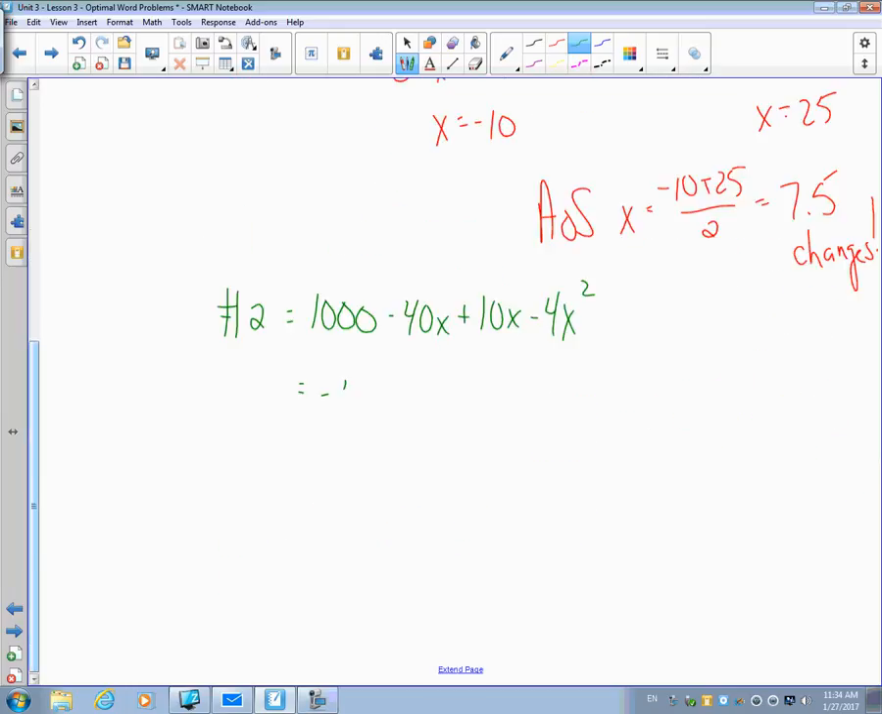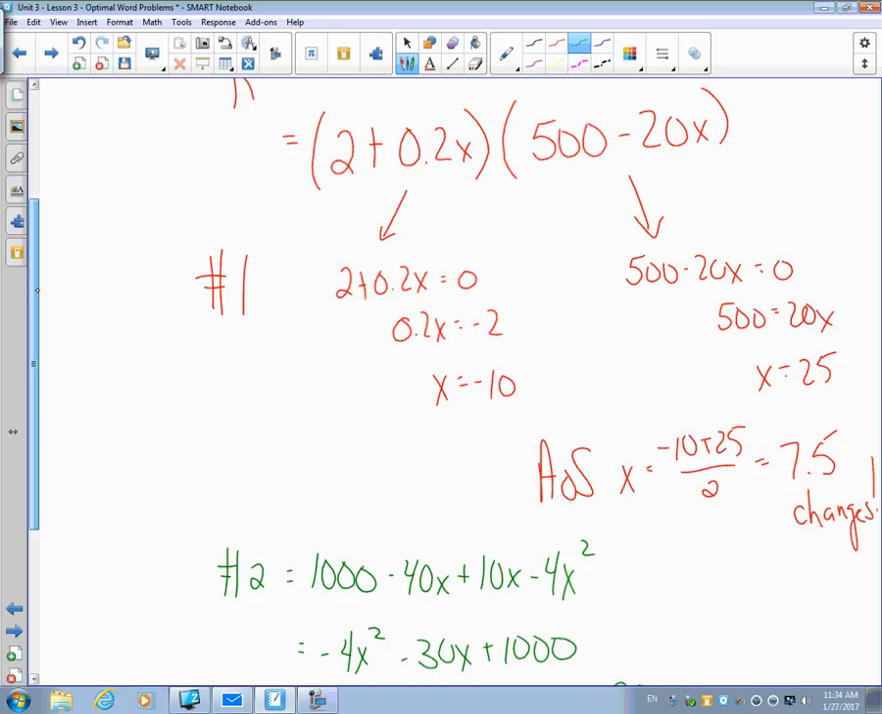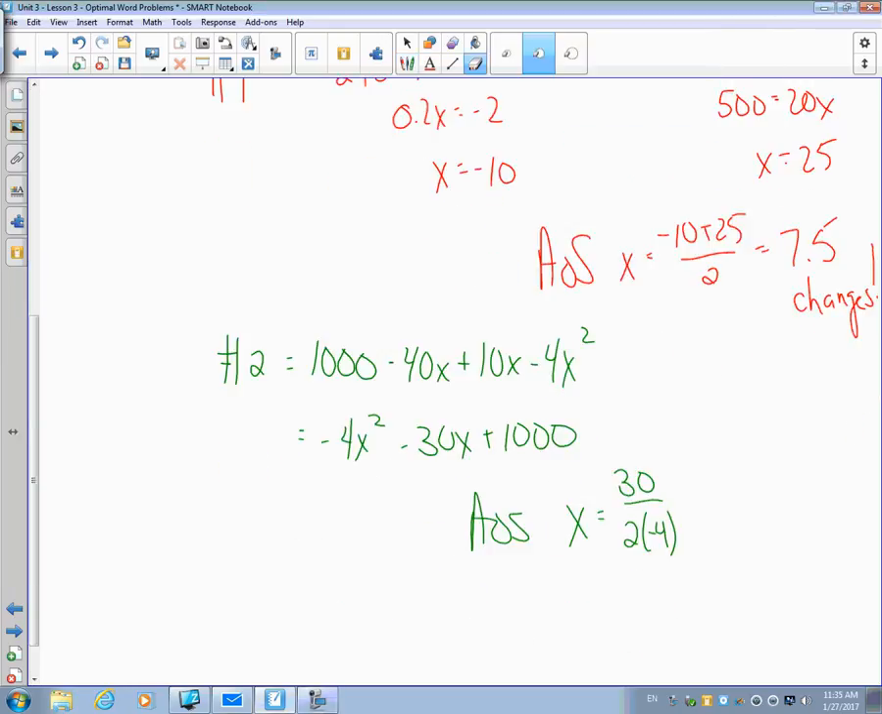Collect our like terms. Got negative 4x squared minus 30x plus 1,000. Axis of symmetry, we're going to use negative b over 2a, right? So negative b would be positive 30 over 2 times negative 4, sorry. I think I have a sign mistake in there somewhere. Hang on 2 seconds. One of these has a sign mistake in it. All right, there's a mistake. Sorry, I got to fix this.